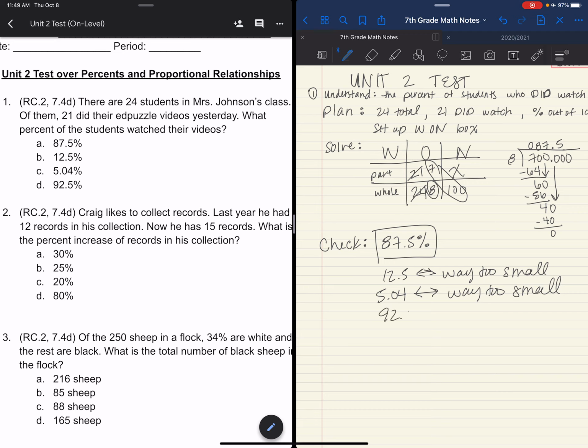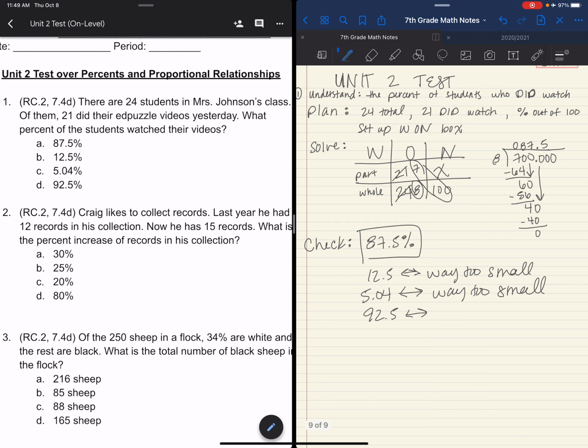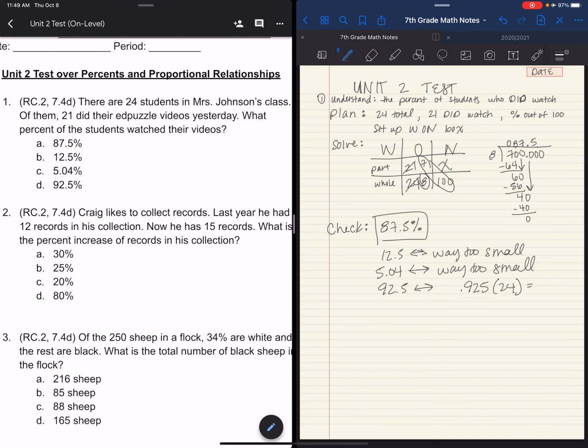The 92.5% actually has a possibility of being our answer, but we can check this by multiplying, finding what 9.925 times 24 is. And I'm going to tell you now, it's not 21, therefore that's not our answer. So there we have it. There's question number 1. Your answer is 87.5%.